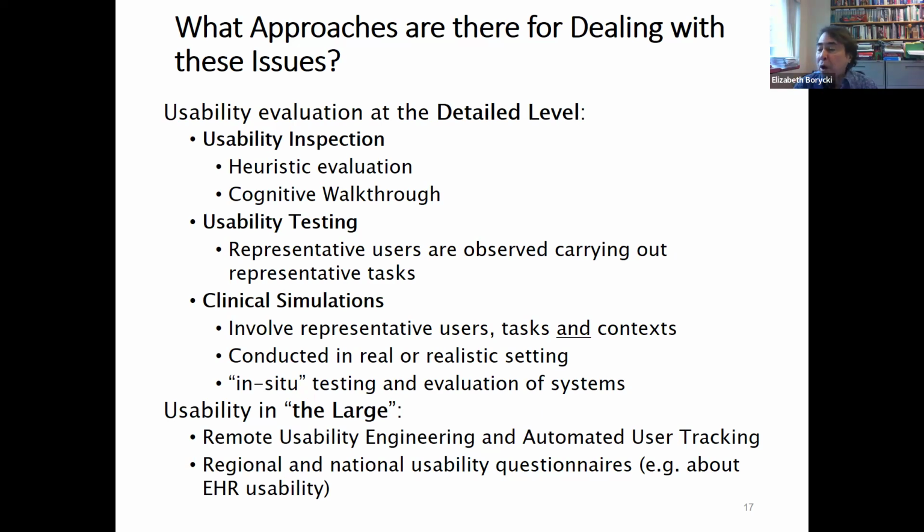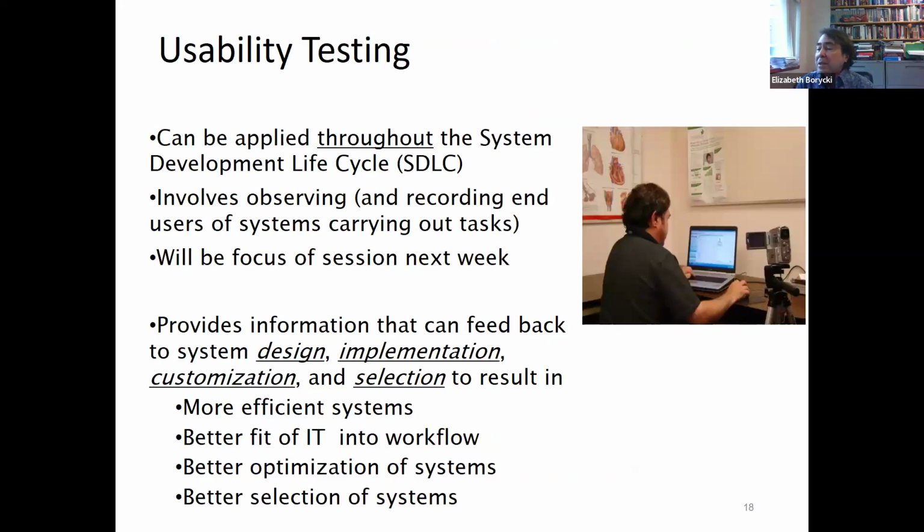And then usability in the labs would also include, in some countries, national online usability studies, Finland, for example, about EHR usability. Won't get into that today. So usability testing, as I mentioned, we'll do next week. It can be applied throughout the system development lifecycle.